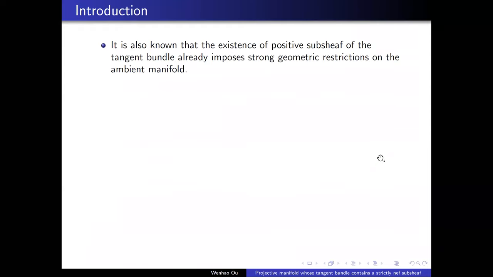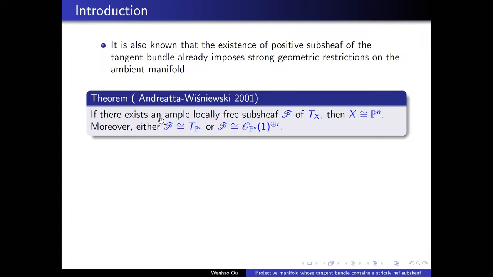Now, on the other side, it is also known that the existence of a positive subsheaf of the tangent bundle already imposes strong geometric restrictions on the ambient manifold. A famous theorem in this domain was proved by Andreatta and Wisniewski in 2001. It says that if there is an ample locally free subsheaf F of the tangent bundle T_X, then X must be the projective space. And such an ample subsheaf is also classified. Either it is the whole tangent bundle, or it is isomorphic to a direct sum of O(1).